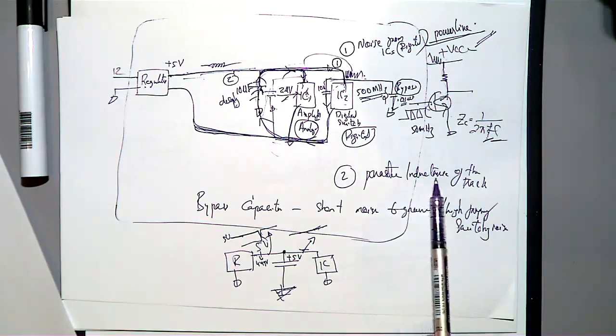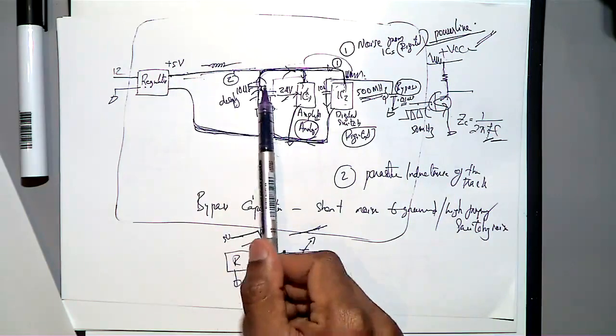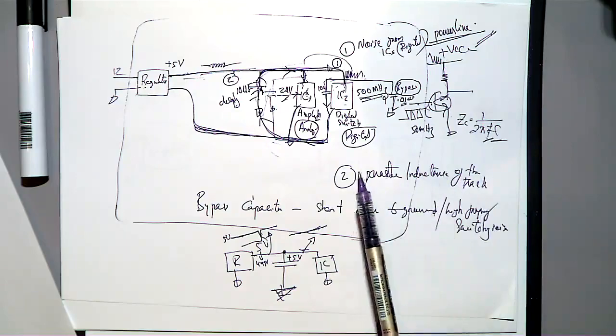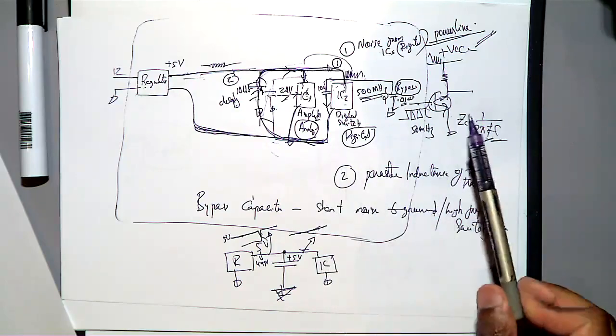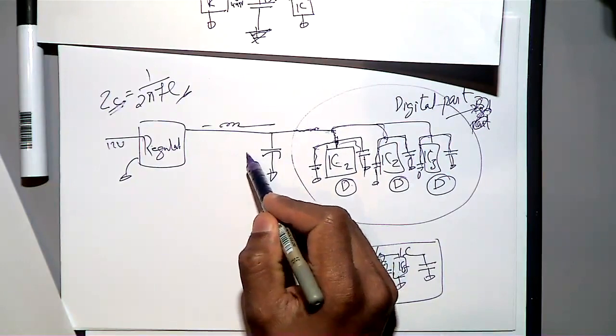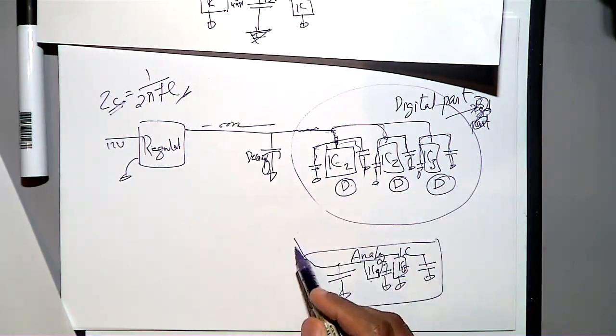Then the parasitic inductance of the track, we reduced by using a decoupling capacitor. And then we also isolated the analog and digital parts. So now we got the analog part somewhere, and here we are going to connect a decoupling capacitor. So this is a decoupling capacitor, and then this is the analog part.